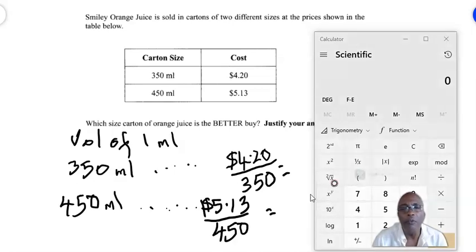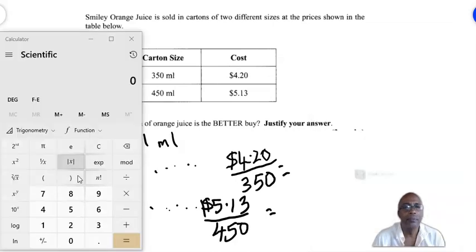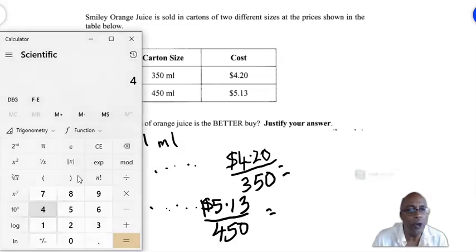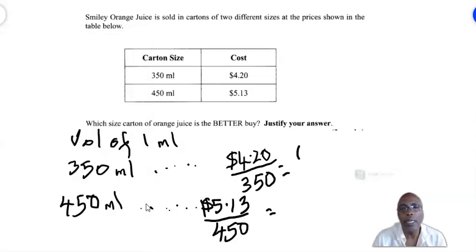So the cost of the 350 mil can is $4.20, so 4.20 divided by 350 equals, and you get $0.012. We can convert it to cents because you know that you have 100 cents in a dollar, and so that is 1.2 cents.